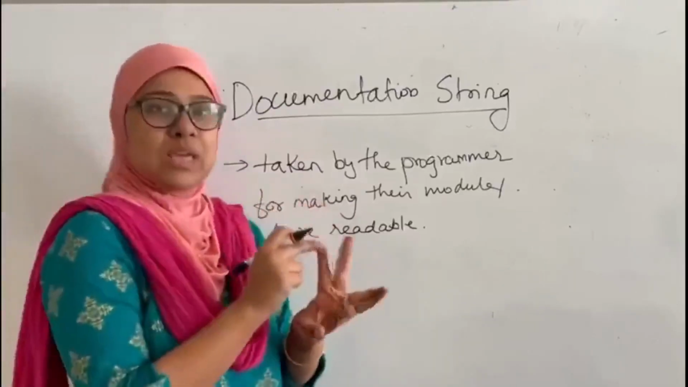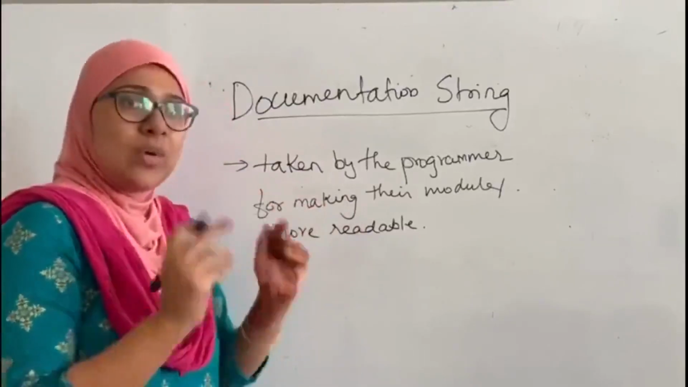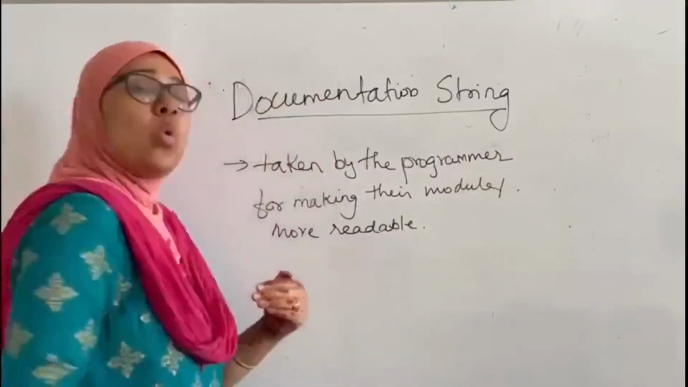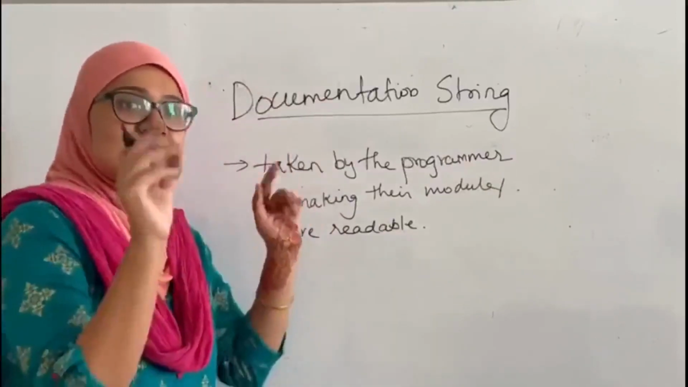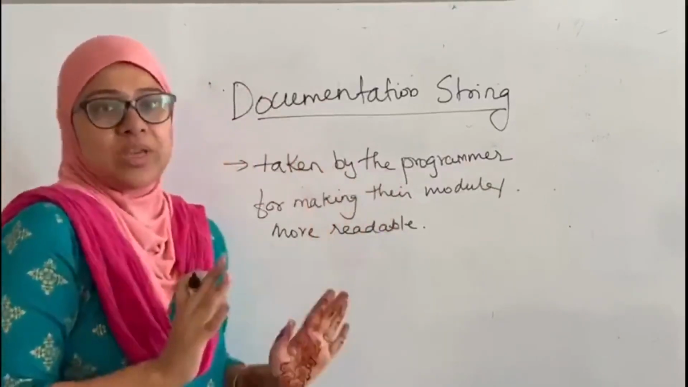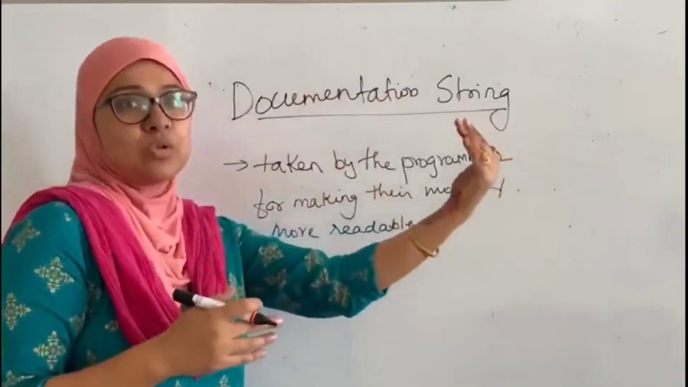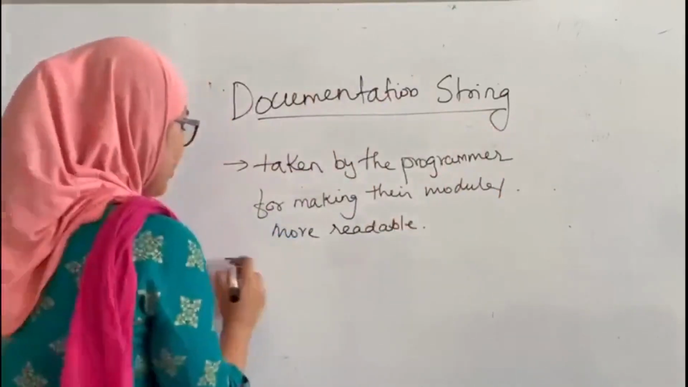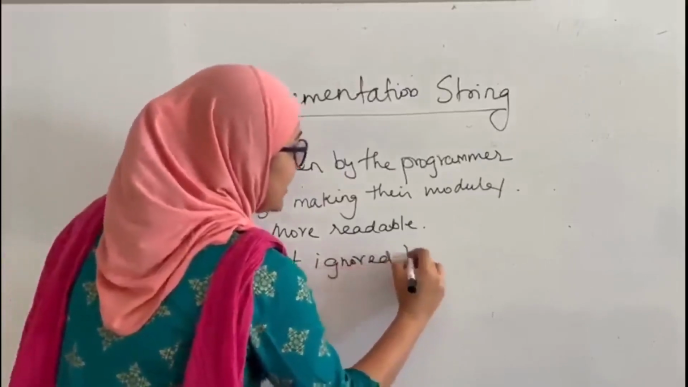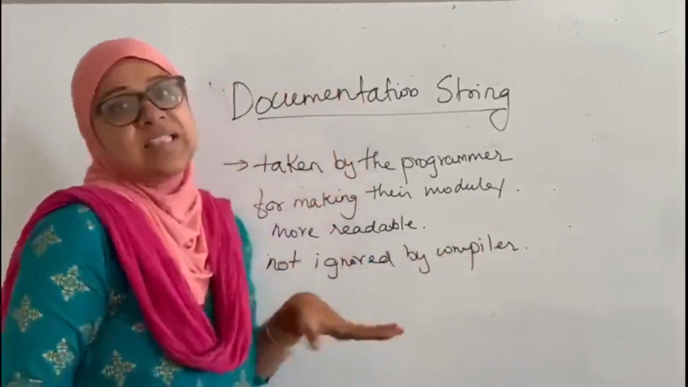Suppose two people are working in a company. I am writing a code where I am using a documentation string. So my co-programmer doesn't have to check my whole code and understand what it is doing. He can just see the documentation string that I have written and understand what my module is actually doing. So the documentation string is not only for me, it is for my co-programmer also to understand my code. Obviously it is not ignored by the compiler. That means it has some effect on the output, or it is printed in the output.